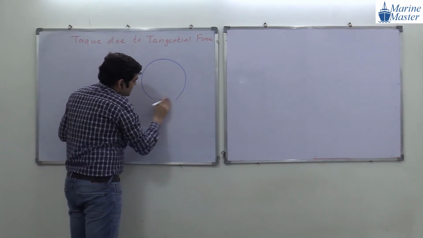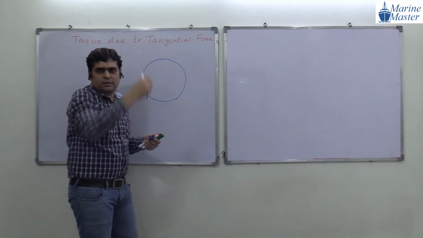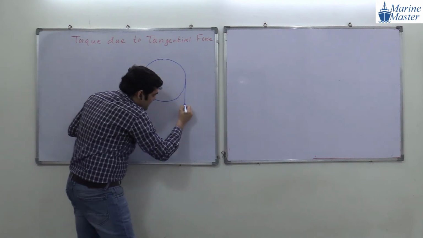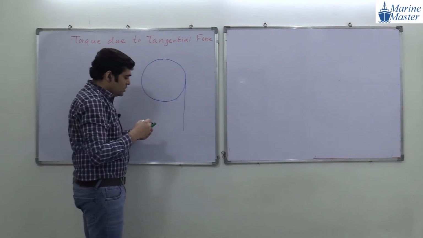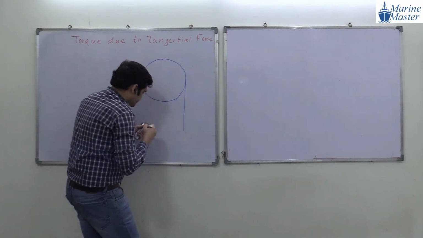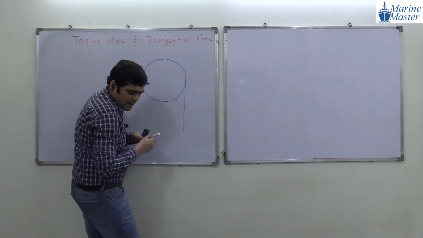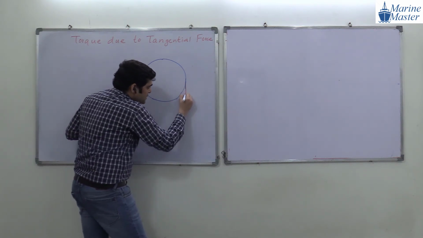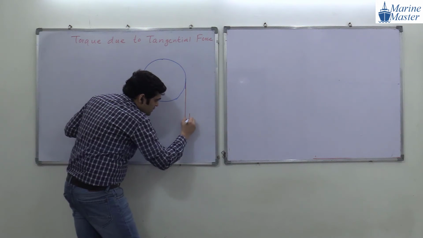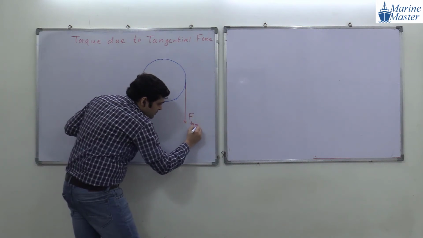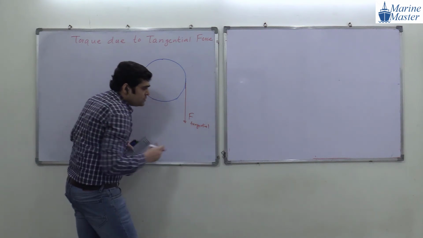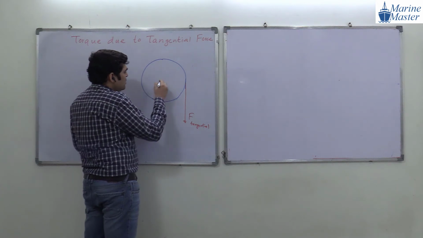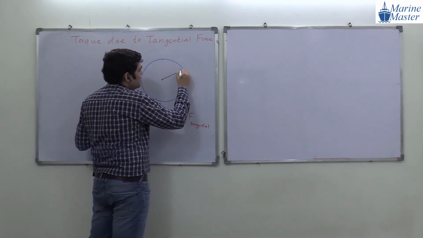On that disc there is one rope or wire or cable, and on this cable one tangential force is applied. So here a tangential force is acting. On this disc, a tension is here, so there will be a tangential force. This is F tangential. You got the meaning of tangential force. And the disc or pulley has a radius R.